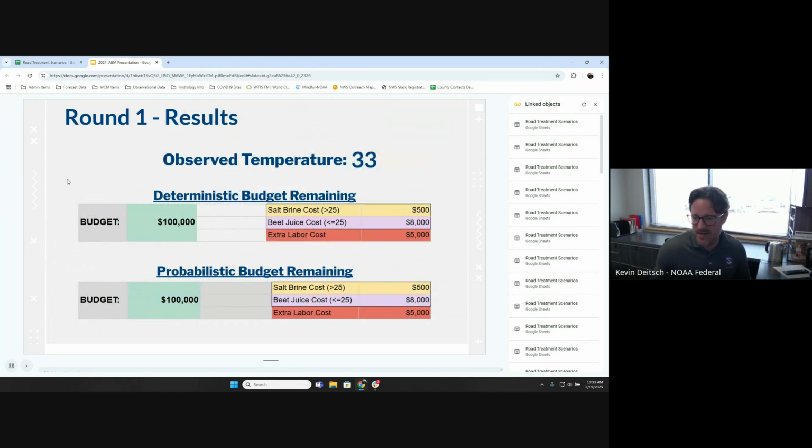So Maddie's going to update your budget. Should be $500 less for each of you. I'm going to go ahead and update that. And there you go. 99.5 you each have left. All right, here we go.